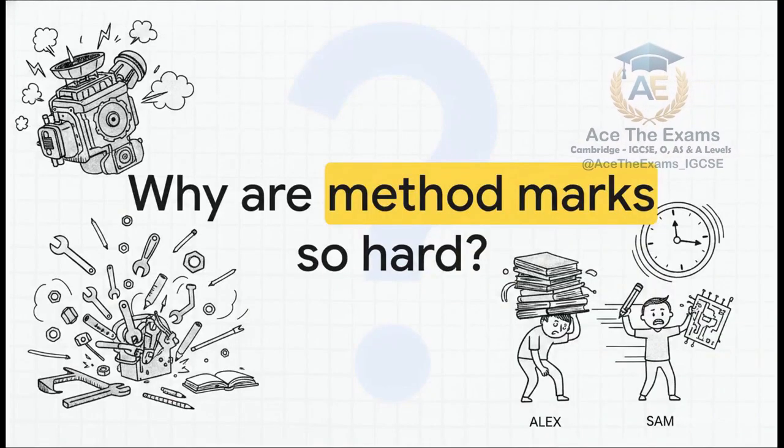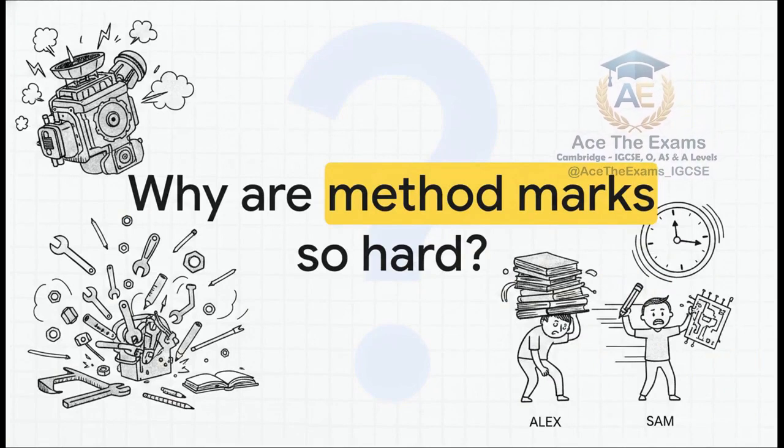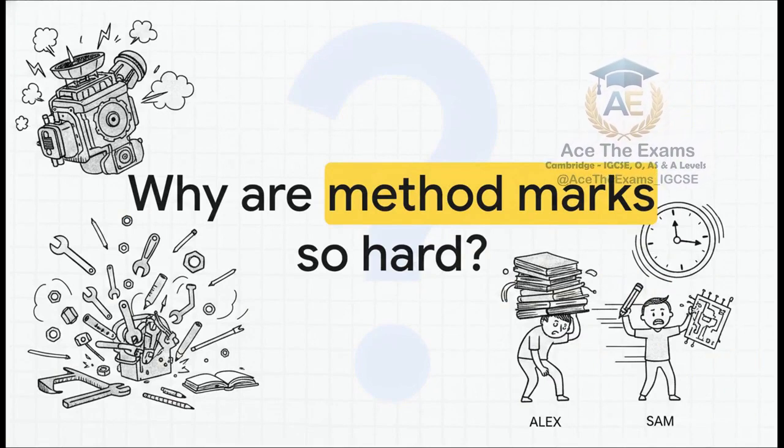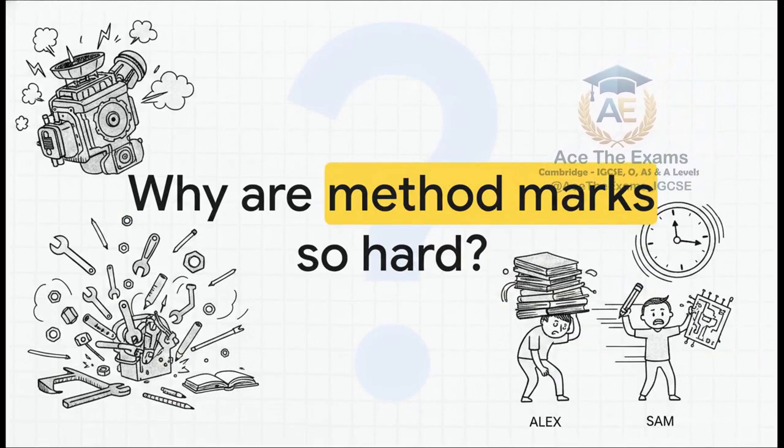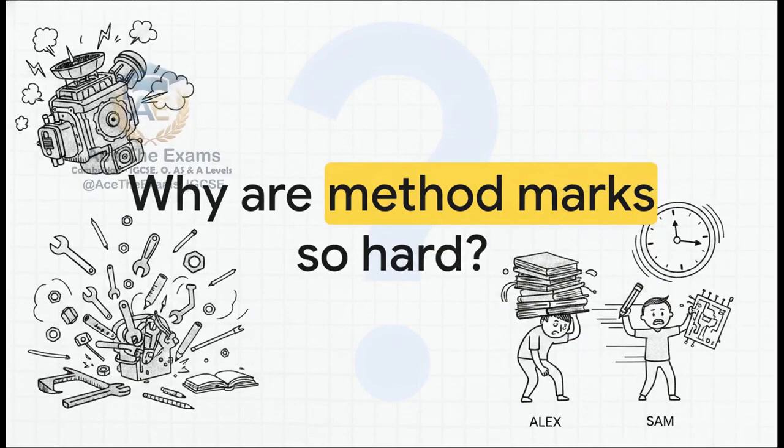So, to get our engine started, we really need to ask the crucial question that senior examiners constantly debate. Why do students find multi-step calculations and method marks so incredibly hard? The source material we're analyzing today comes directly from principal examiner reports, and it points out a massive issue. Listen to this. Students are losing critical marks not because they don't know the computer science theory. They know the theory. They lose marks because their process completely falls apart under pressure.